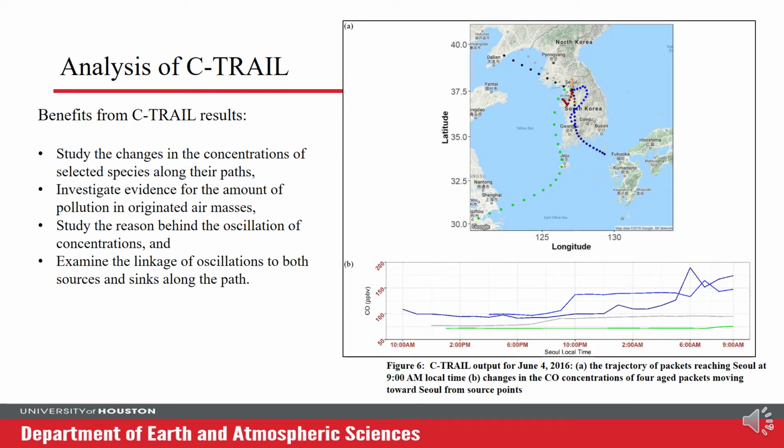Here in this slide, you can see what the CTRAIL results look like. You can see the trajectories and the concentration change at the same time. The benefits of the CTRAIL results are that you can study the change in concentration of the selected species along their paths. You can investigate the amount of pollution in the originating air masses, study the reasons behind the oscillations of the concentration, and examine the linkage of these oscillations to the sources and also the sinks along the path.